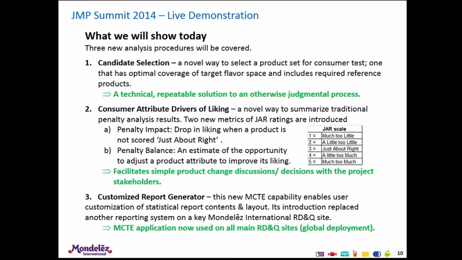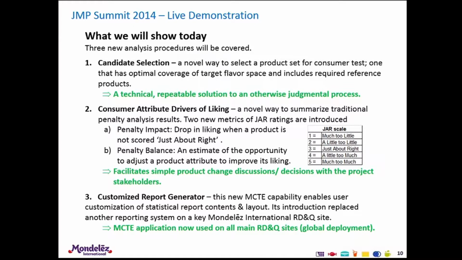The penalty impact, which is the drop in liking when a product is scored not just right. So that score is an aggregate, a mean drop across all samples, all consumers. And so it actually is in the context of the total product set. Then there's the penalty balance as a metric, and this is an estimate of the opportunity of a product attribute to improve its liking.